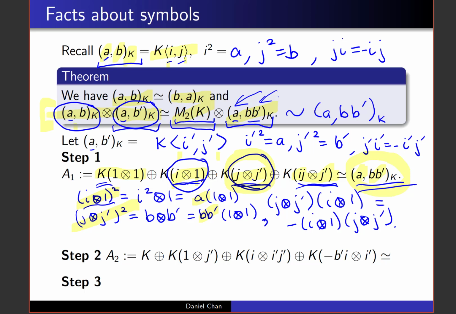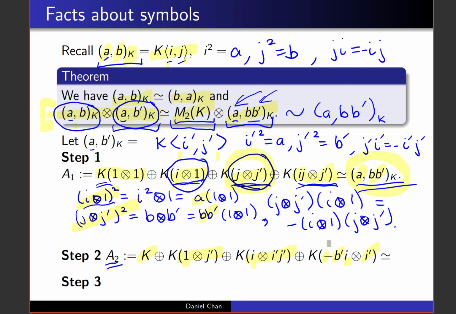Okay, so I won't go through the complete proof of that second algebra, but it's given by this here. Okay, so firstly you need a copy of the field, and then you've also got 1 tensor j prime. You've got i tensor i prime j prime, and then you've got the product of these two. Okay, so you've got an i in the front here, j prime times i prime j prime. Okay, so that's a little bit more complicated. The j prime skew commutes through the i, so you get a minus sign here, and the j prime squared gives you a b prime, and then you've got the i prime left over. Okay, so that's a product of these two.